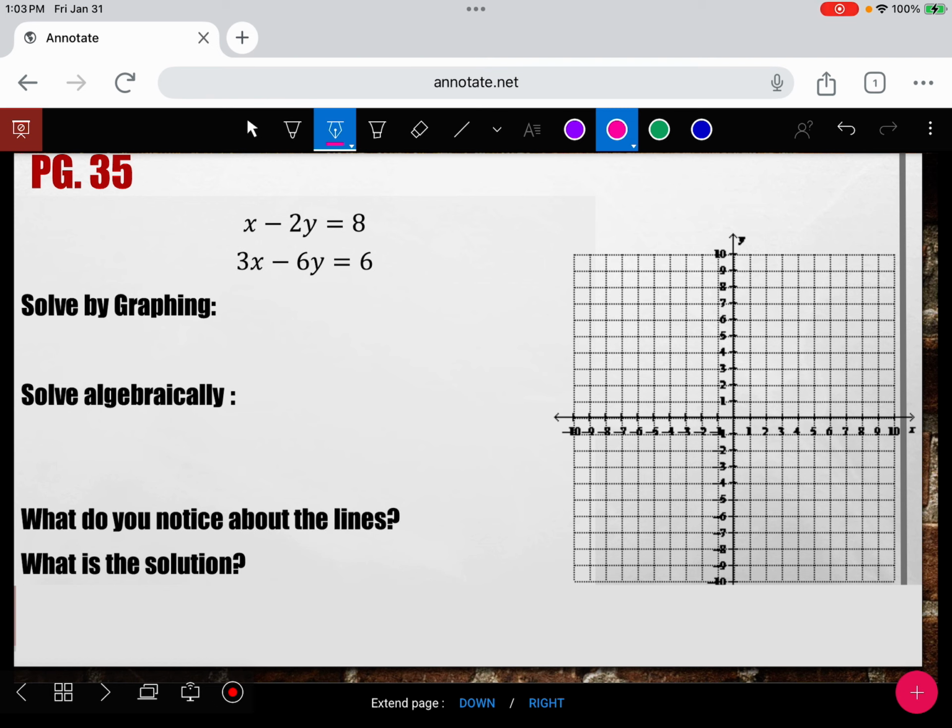So let's look at this one. We've got x minus 2y equals 8 and 3x plus 6y equals 6. So I'm going to again start this one out solving algebraically. We can do this one either with elimination or with substitution. It's about equally difficult for both of them.